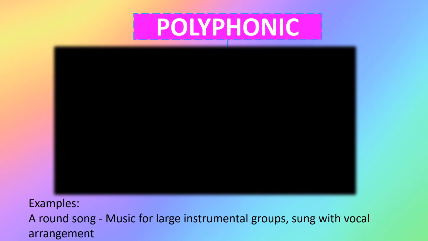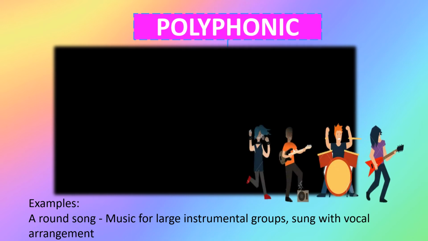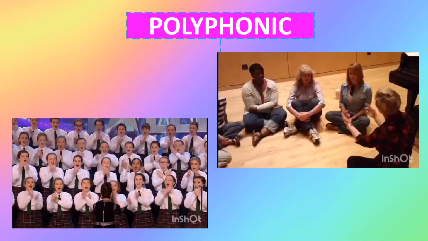A polyphonic texture can be observed with or without accompaniment. It is also considered as the thickest texture among the three types of texture. Another good example of this kind of texture is a round song, or music for large instrumental groups sung with vocal arrangement. Now let's have another example of a polyphonic texture.